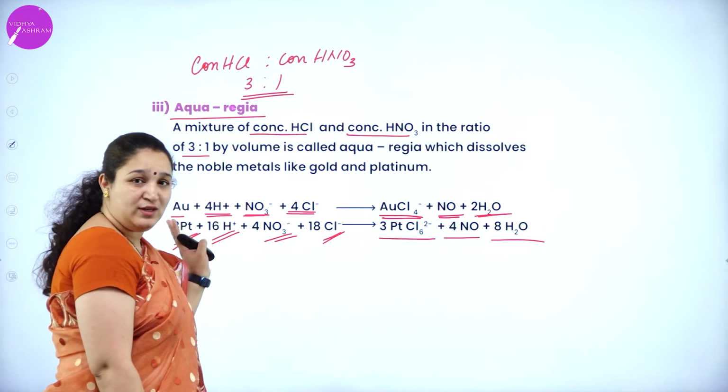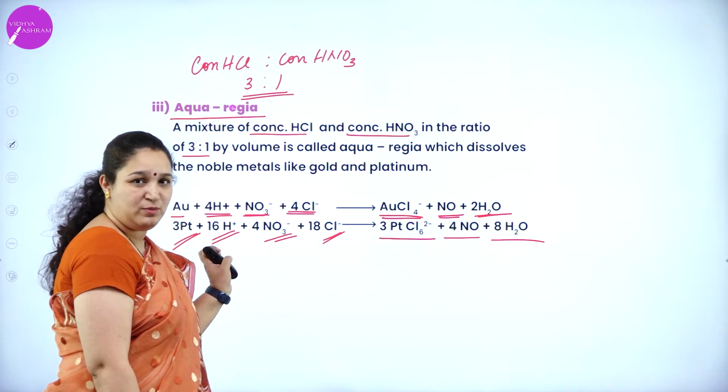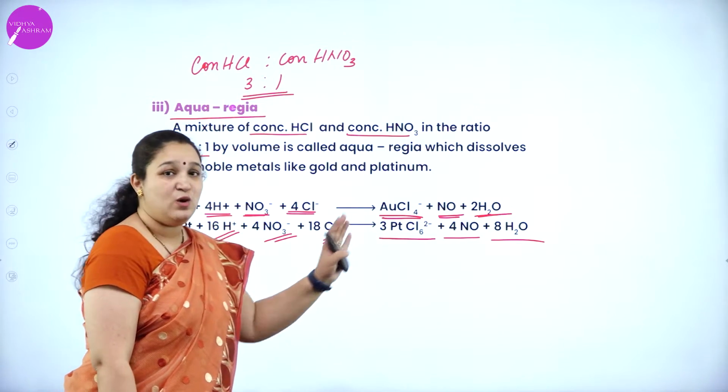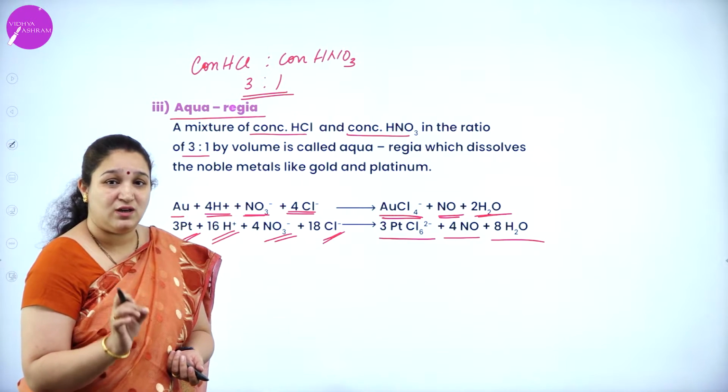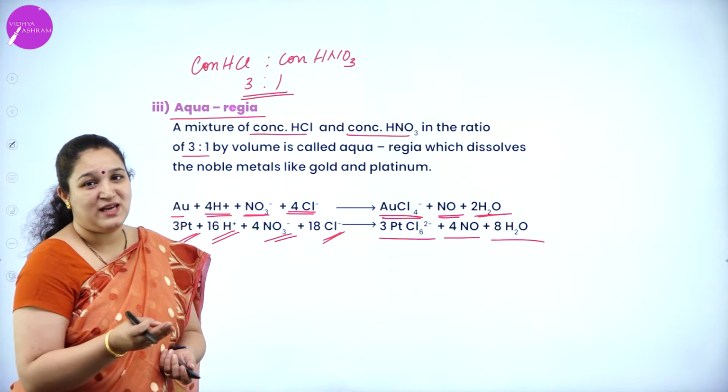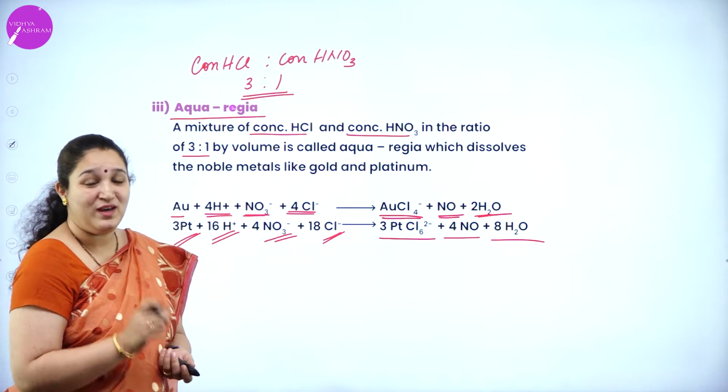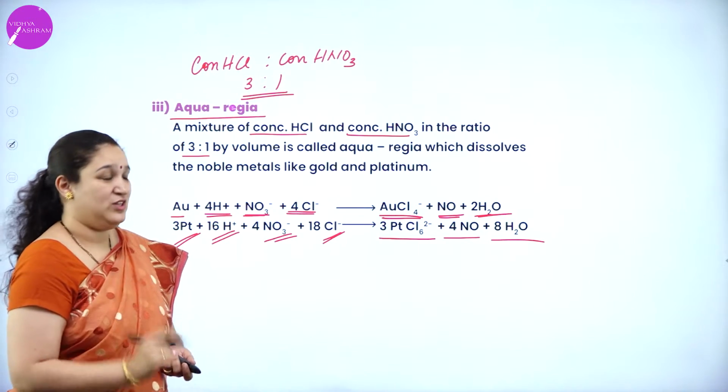That is, if you put solid gold and platinum, you will get the salts which are dissolved in water. Thus, it can dissolve noble metals like gold and platinum. Okay, what is it? Aqua regia.